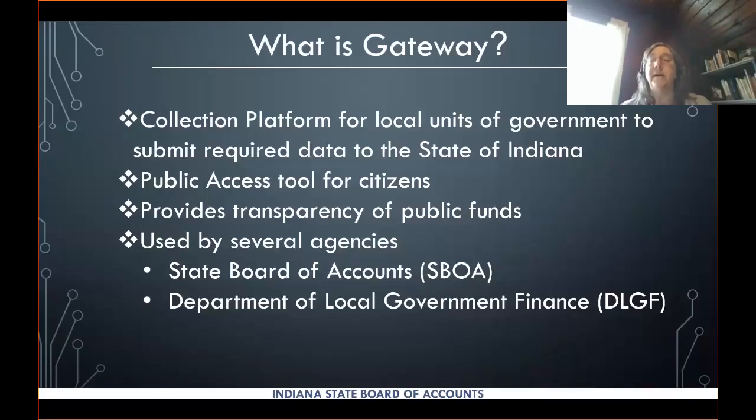As I said, the Department of Local Government Finance, Department of Workforce Development, Indiana Gaming Commission, Bureau of Motor Vehicles, the Indiana Education Employment Relations Board, to name a few, have all joined onto this once we got the platform up. So you'll see there's a lot of things that you can access, as well as what you can access for State Board of Accounts.